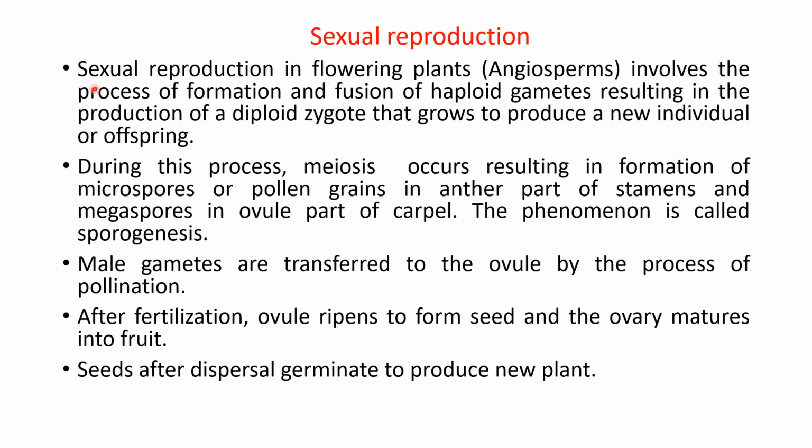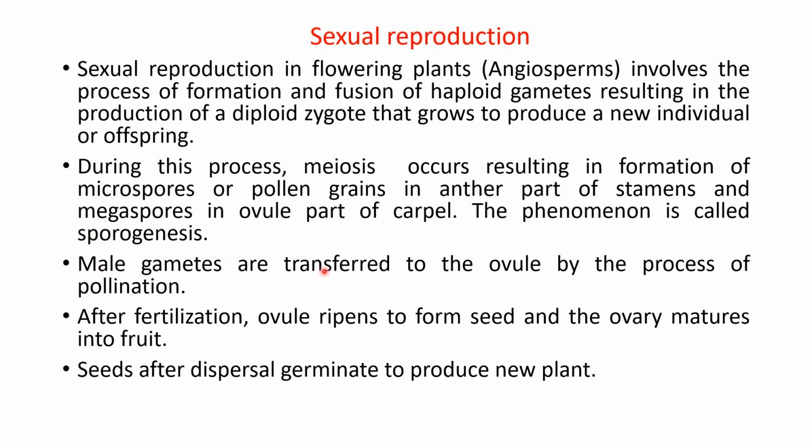Sexual reproduction. Sexual reproduction in flowering plants, which are also known as angiosperms, involves the formation and fusion of haploid gametes, resulting in the production of a diploid zygote that grows to produce a new individual. During this process, meiosis occurs, resulting in the formation of microspores or pollen grains in the anther part of the stamens and megaspores in the ovule part of the carpel. The phenomenon is called sporogenesis.